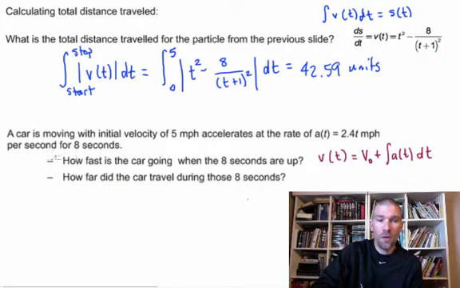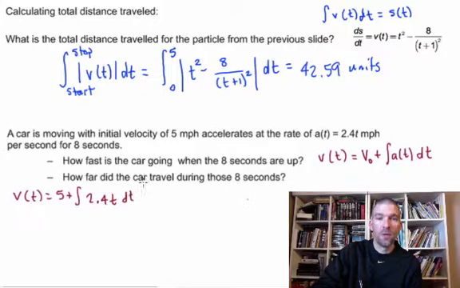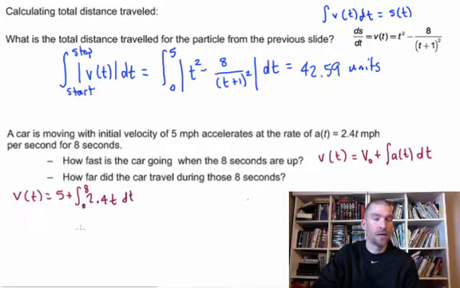So if I want to know how fast the car is going when 8 seconds are up, I'm going to take that initial velocity. So my velocity is going to be 5, because that's where I started, plus the integral of 2.4t dt, and I'm going to evaluate that from 0 to 8, because I assume we started at 0, that's when we start our clock.